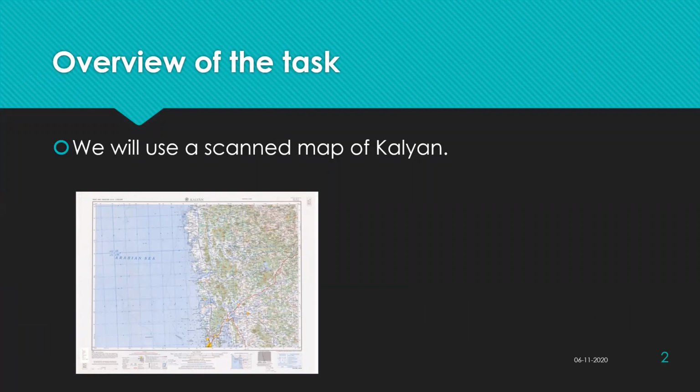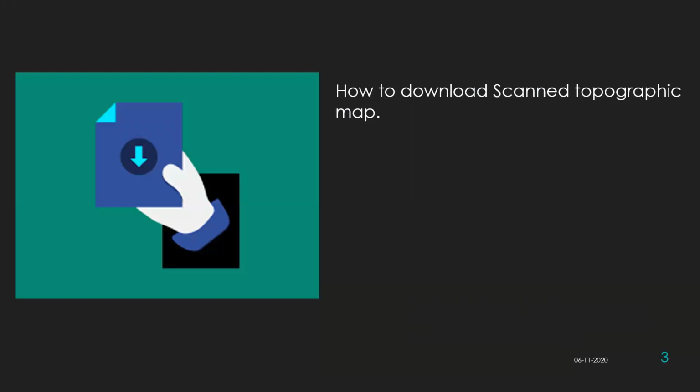Overview of the task. We will use a scanned map of Kalyan. Kalyan is a city in Thane district of Maharashtra state, in Konkan division and a part of Mumbai metropolitan region. So let us understand how to download the scanned topographic map, which is a prerequisite in order to start georeferencing the scanned topographic map.